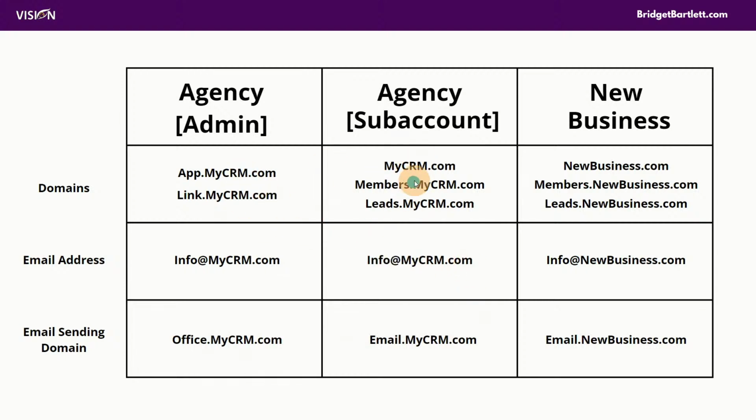Okay. So we purchase our domain, mycrm.com. We are going to connect app.mycrm.com and link.mycrm.com and the agency. We've created one email address that needs to be on the same domain that we have purchased for our business. Okay. So it needs to be info@ or whatever you want it to be. And then we need an email sending domain. An email sending domain is not an email address. Okay. I just want to drive that home.